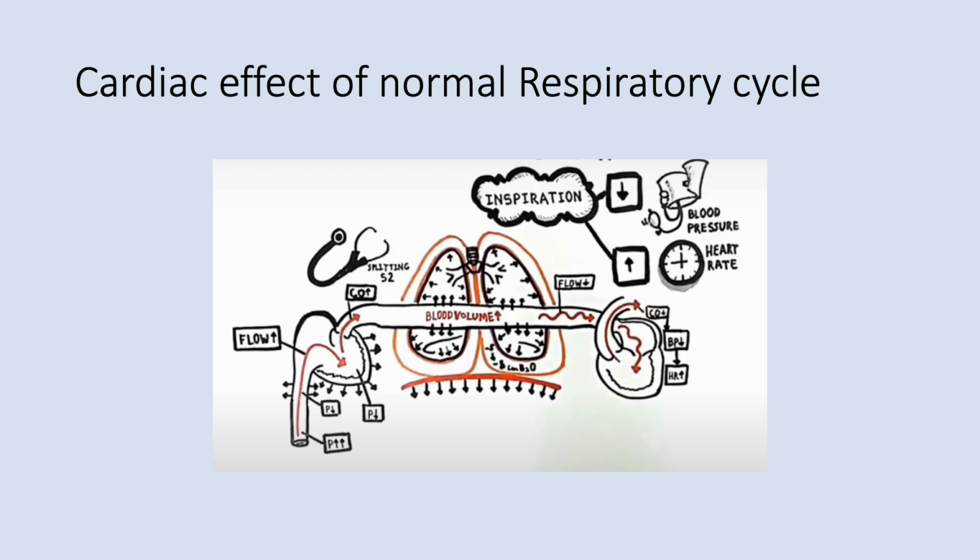So let's sum up what happens during the inspiratory process. There will be a reduction of the blood pressure by 10 millimeters of mercury, and this we call pulsus paradoxus. The heart rate, on the other side, will increase, and this is because of the inhibitory effect on the vagal tone and as a reflex to the reduction of the blood pressure.